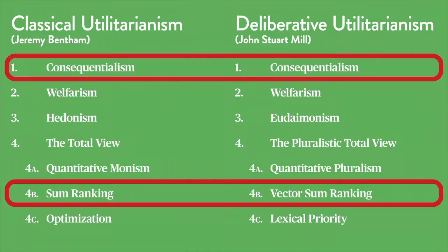I can probably guess it's something that demanding is a hard pill to swallow for sure. But what I want to talk about in the rest of this module are some challenges that arise from accepting both consequentialism and sum ranking. And with sum ranking, I mean either the classical version or the pluralist or the vector sum version. It's all sum ranking.